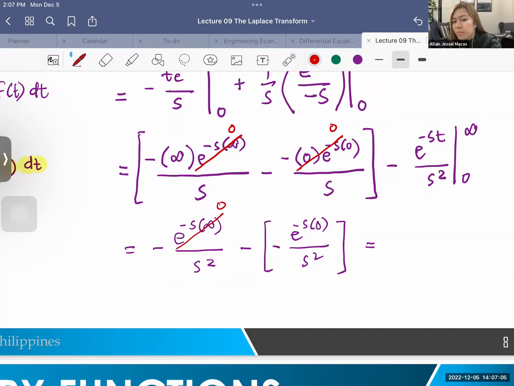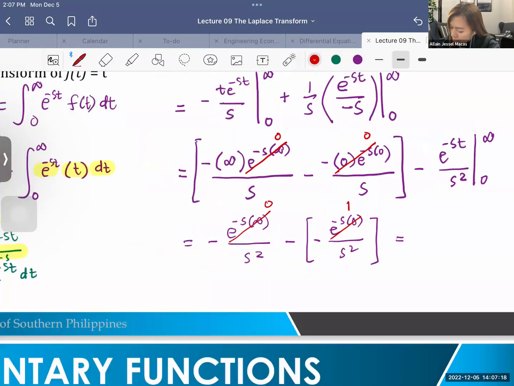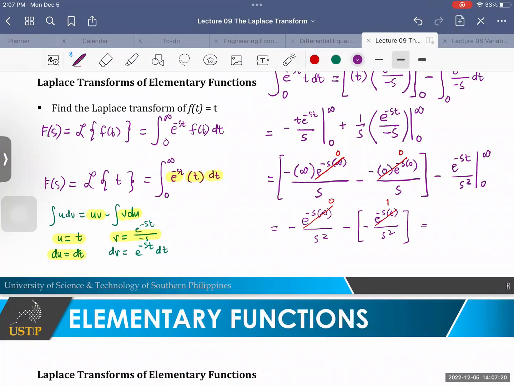How about the second term? 1 over s squared, ma'am. Okay, 1 over s squared. This is 1. Since we have a negative here and a negative there, to simplify that, what is our final value? Positive 1 over s squared, ma'am. Correct.